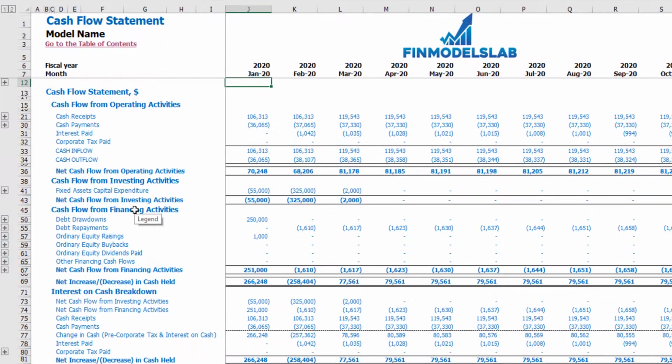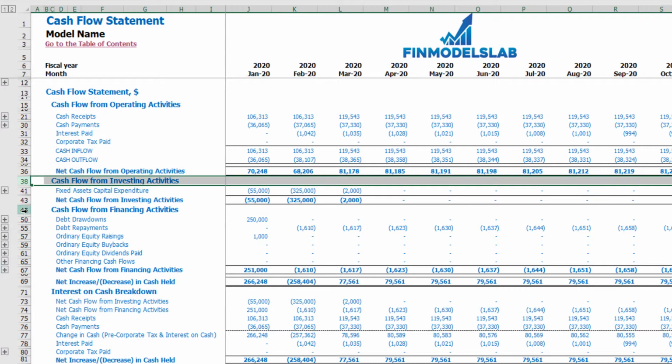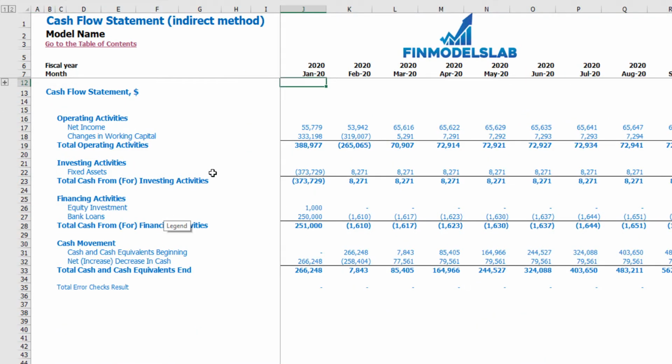On the cash flow tab, you may see the breakdown of your cash flow by operating activities, by investing activities and financing activities. On the cash flow statement indirect method, you may see the same operating, investing and financing activities, but in a more collapsed form.